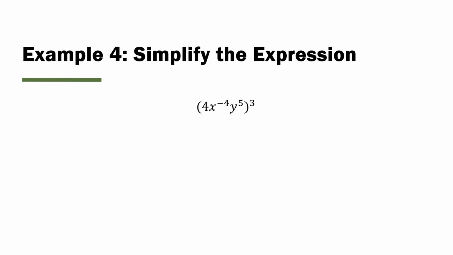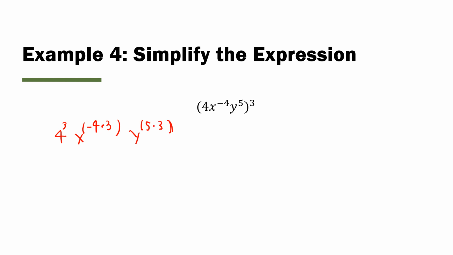All right, let's solve example 4. Pause the video, try it out for yourself, then return for the solution. So I have this 3 that I can distribute to all of my bases. So this will become 4 to the power of 3 times x to the power of negative 4 times 3. I have to multiply my exponents. Then y to the power of 5 times 3.